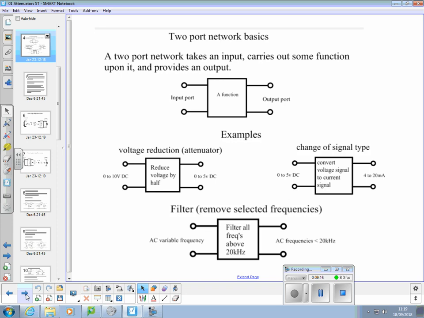A filter example is we have an AC variable frequency and a two-port network that filters out all the frequencies that are above 20 kilohertz. So what comes out of it are all the frequencies below 20 kilohertz. Anything above that is filtered or attenuated. Okay, so you're going to build one of these circuits, a voltage reduction or attenuator, and you're going to build a filter, either what's called a high pass, where it allows high frequencies through and cuts out all the lower ones, or alternatively low pass, where it allows low frequencies through and high frequencies are attenuated.